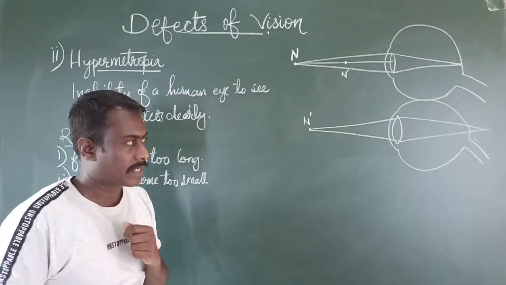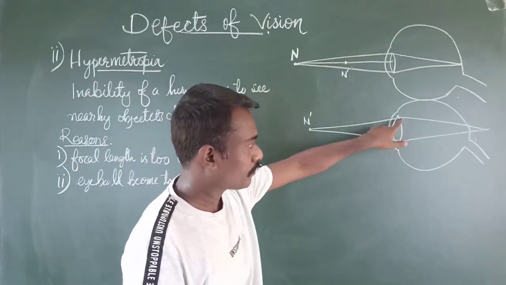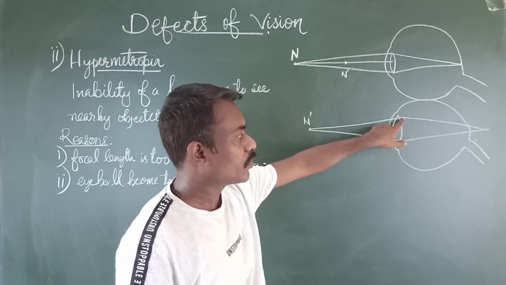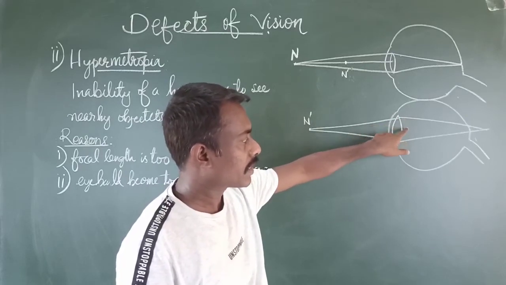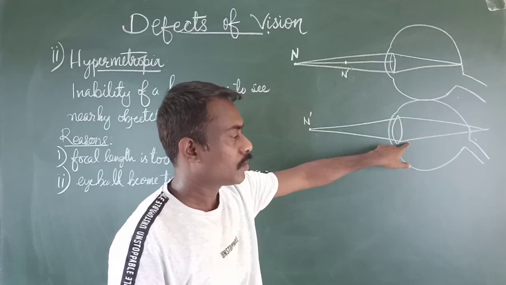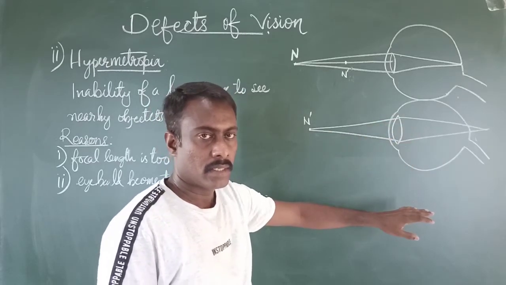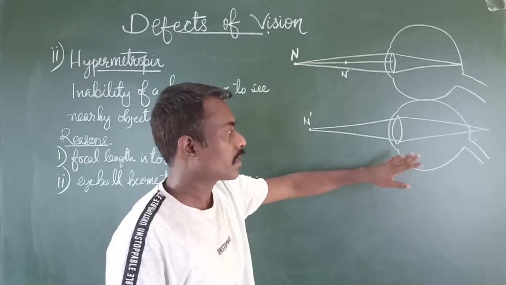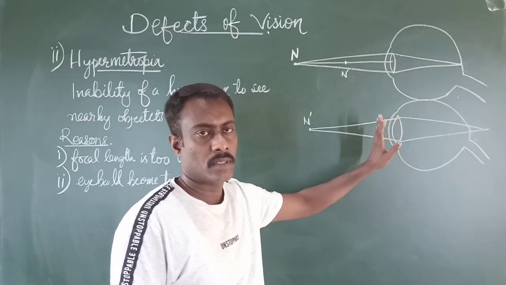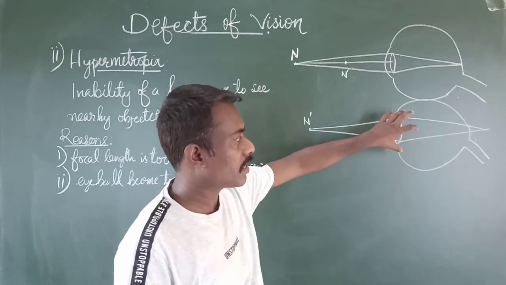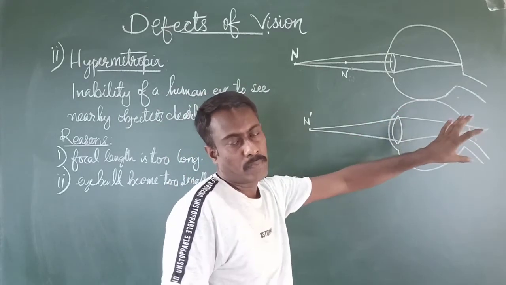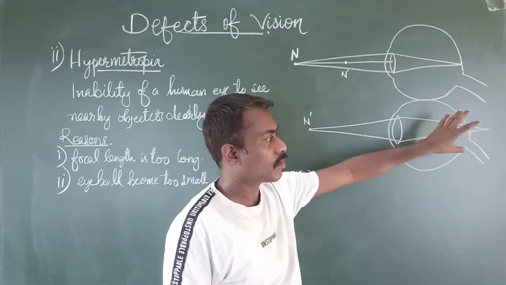So how can it be corrected? Here the convergence of the rays is not sufficient. The converging power of the lens is weak, or the curvature of the eye lens is small. That is why the eye lens is unable to focus the rays on the retina.